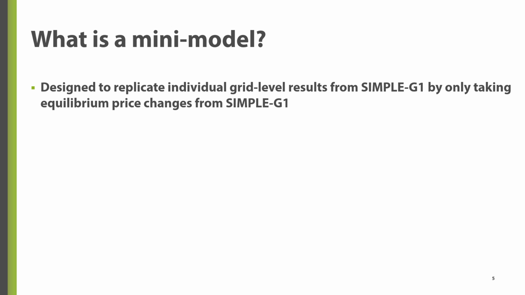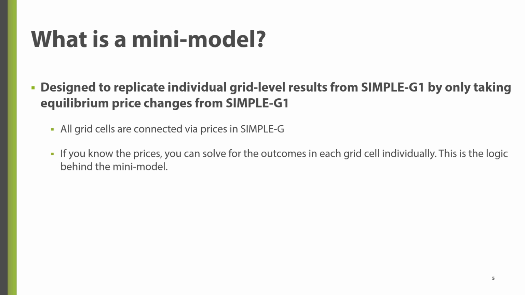So what is the mini-model? The Simple G1 mini-model is designed to replicate individual grid-level results of the Simple G1 model by taking only the equilibrium price changes from Simple G1. All grid cells are connected via prices in Simple G, so if you know the prices, you can solve the outcomes in each grid cell individually, which is the logic behind the mini-model.